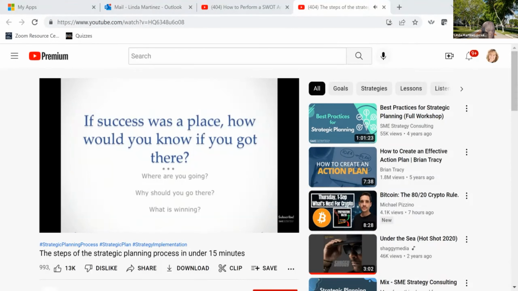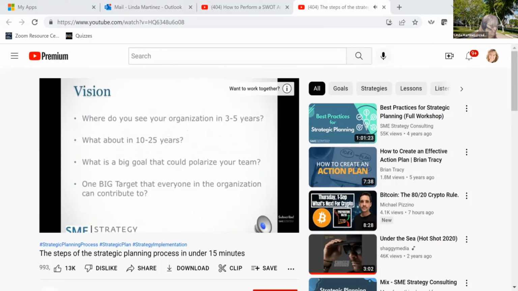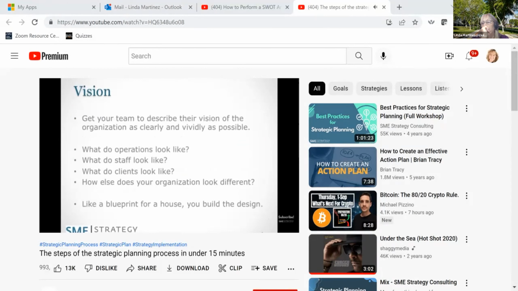Why should we go there? And what is winning? We're creating the future, however long it is from now, and we want to be as descriptive as possible on the outset. So what do you see for your organization in 3 to 5 years, or maybe 10 to 25 years? What's a big goal within that vision that could polarize your team, and ideally that one big target everybody can contribute to?